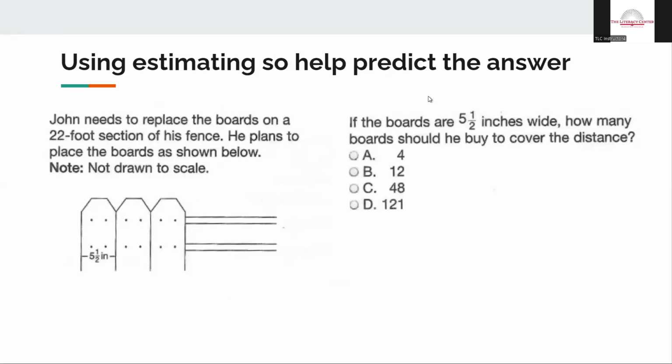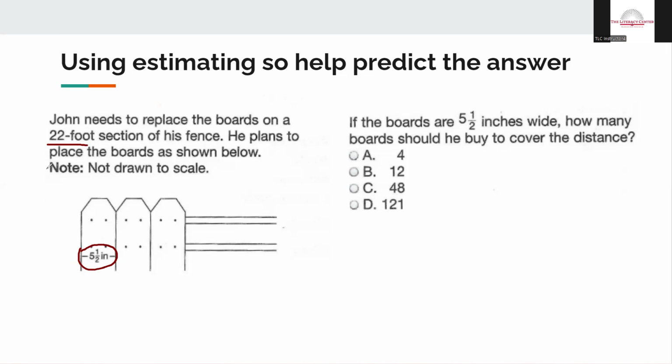All right, this is a tricky problem. John needs to replace boards on a 22-foot section of fence. He plans to place boards as shown below. So we can see that his boards are 5.5 inches wide. But his section of fence is being measured in feet. So we have a difference in units there. So we have to be careful about that.